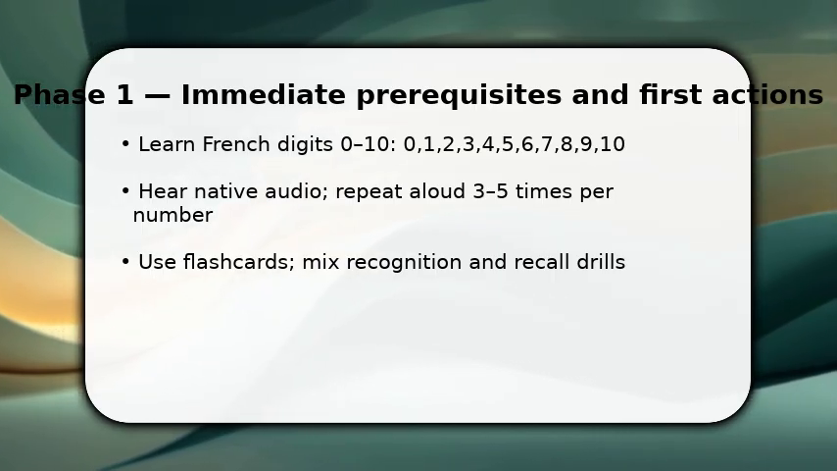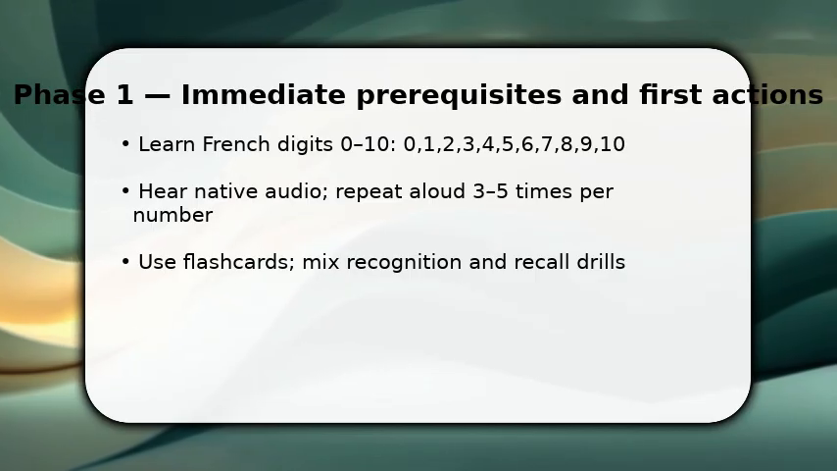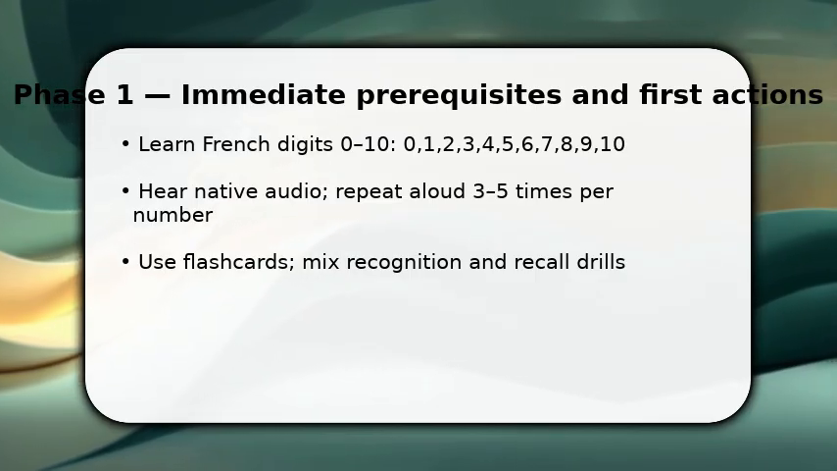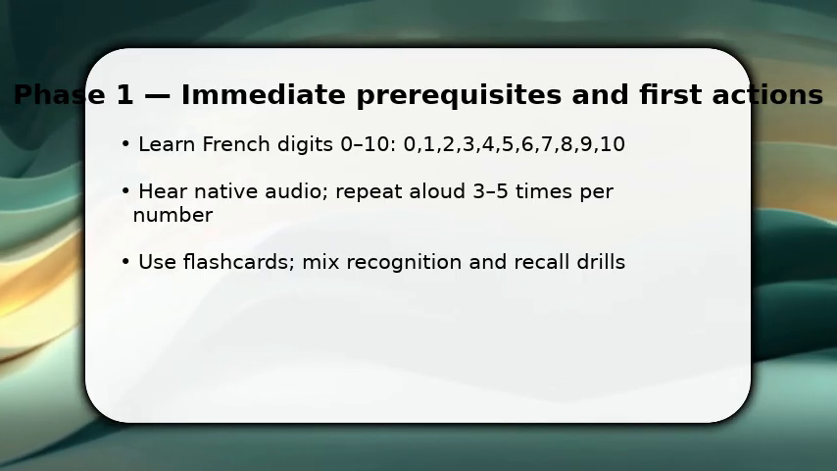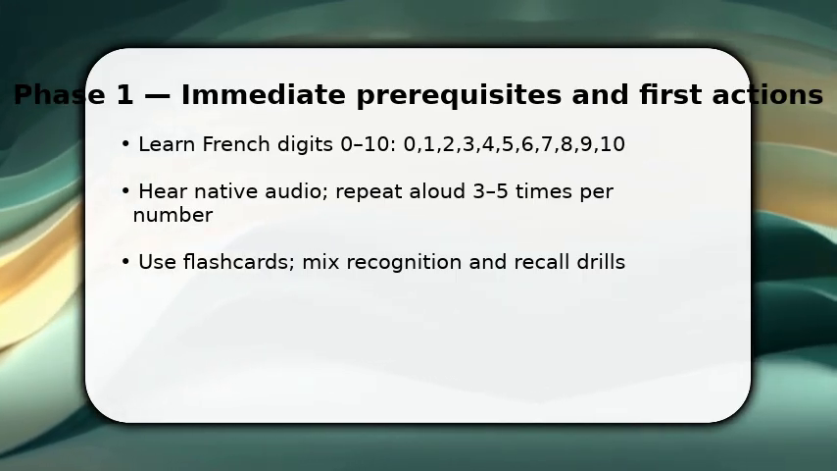Use 3-5 flashcards per session, broken into short 5-10-minute drills. This builds automatic recall quickly, so you can move to compound numbers with confidence and accurate pronunciation.